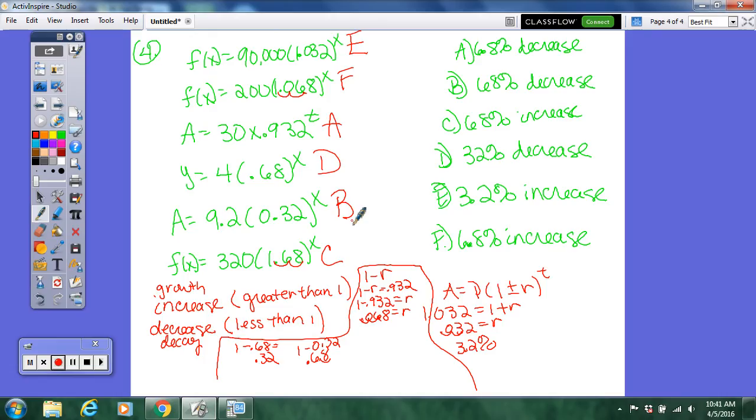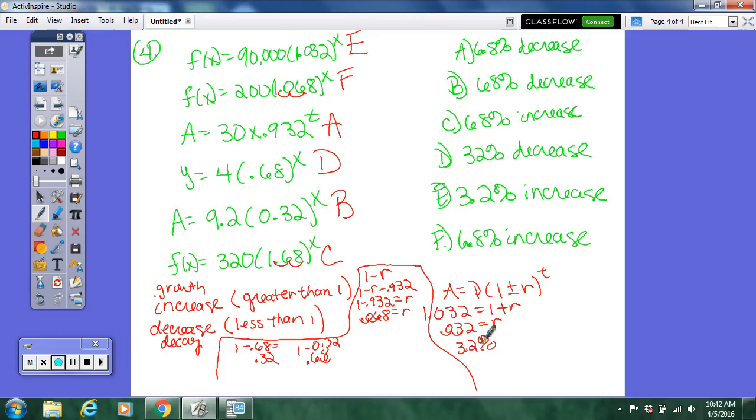It isn't that hard, but you will probably have at least 2 or 3 problems on your EOC like this. Easy problems as long as you understand what's an increase and what's a decrease and how to find that rate. And that's it. Is this going to be on our test Friday? Oh, yeah. Yes, this will be part of your test on Friday.